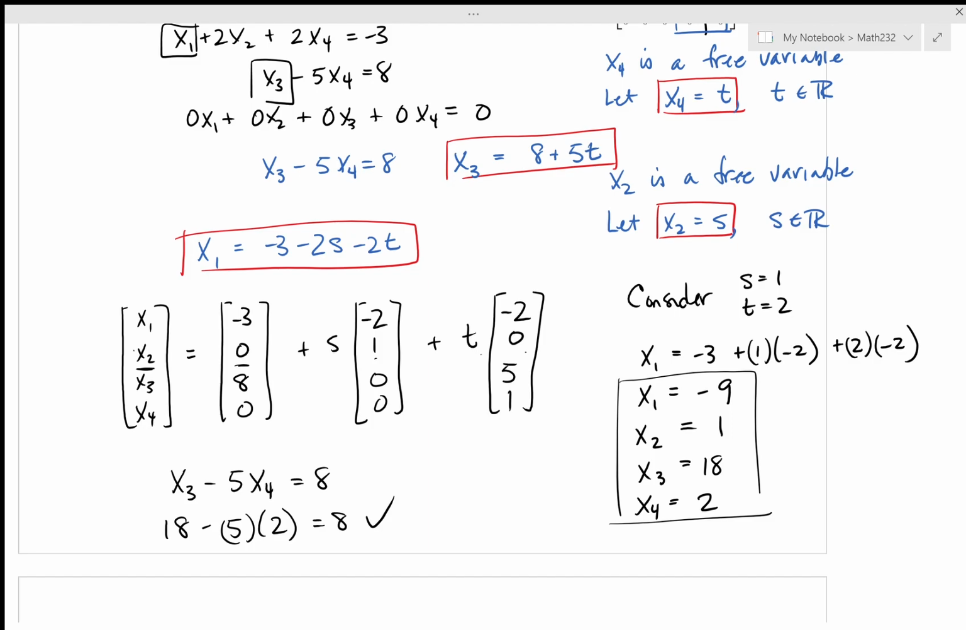Okay, so try another value of s and t. Generate another solution, check that the solution satisfies all the equations. I mean, that's what a solution to a system of linear equations is. It's a set of numbers that when you plug those numbers into all of your equations, they are all true. Okay, so try another value of s and t.